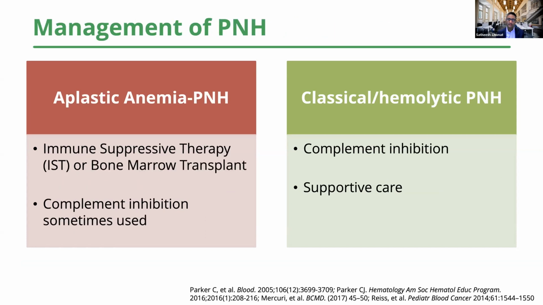So once we diagnose someone with PNH, I think it's important to look for this aplastic anemia. And once you classify them into one of these two major types, it helps in coming up with a plan as to how we're going to manage this child or young individual. As mentioned earlier, the presence of PNH clones in aplastic anemia or bone marrow failure may suggest that the patient may require immune suppressive therapy or may even be a candidate for bone marrow transplant.